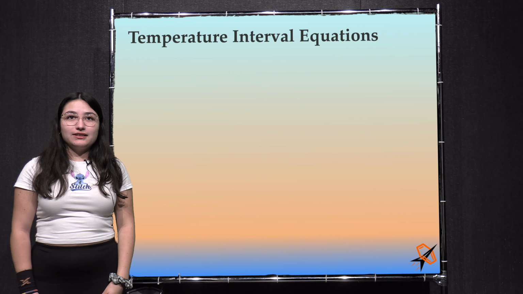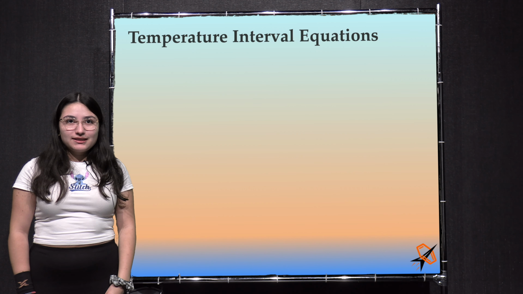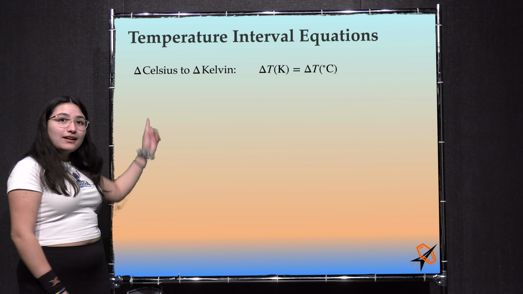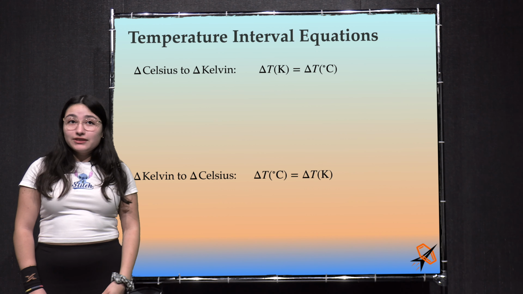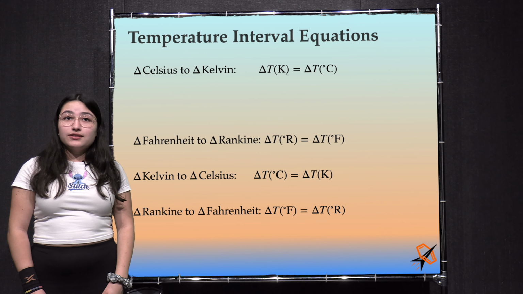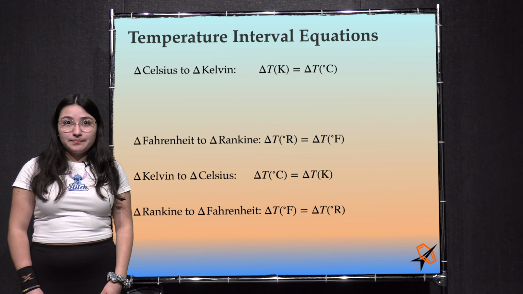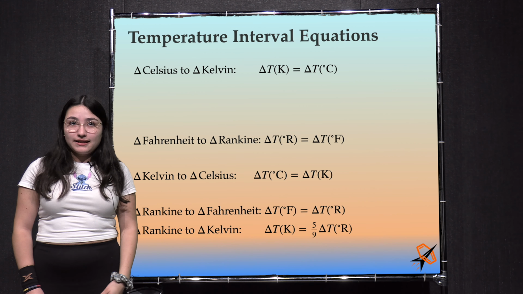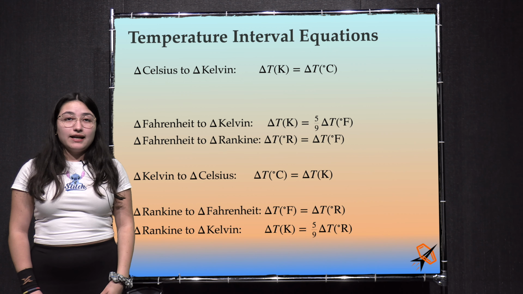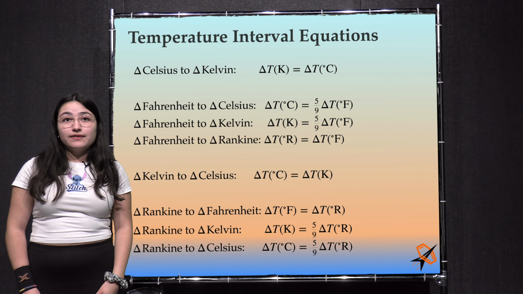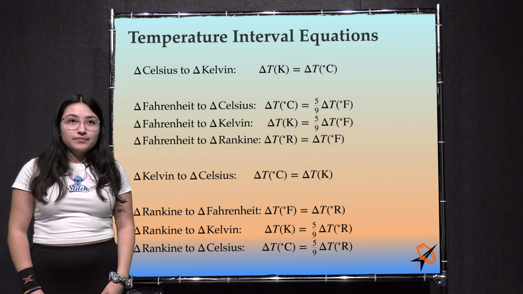To convert temperature intervals, rather than temperatures, from one scale to another, multiply by 1 in the case of degrees Celsius to Kelvin, Kelvin to degrees Celsius, degrees Rankine to degrees Fahrenheit, and degrees Fahrenheit to degrees Rankine. Multiply by 5/9 in the case of degrees Rankine to Kelvin, degrees Fahrenheit to Kelvin, degrees Rankine to degrees Celsius, and degrees Fahrenheit to degrees Celsius.